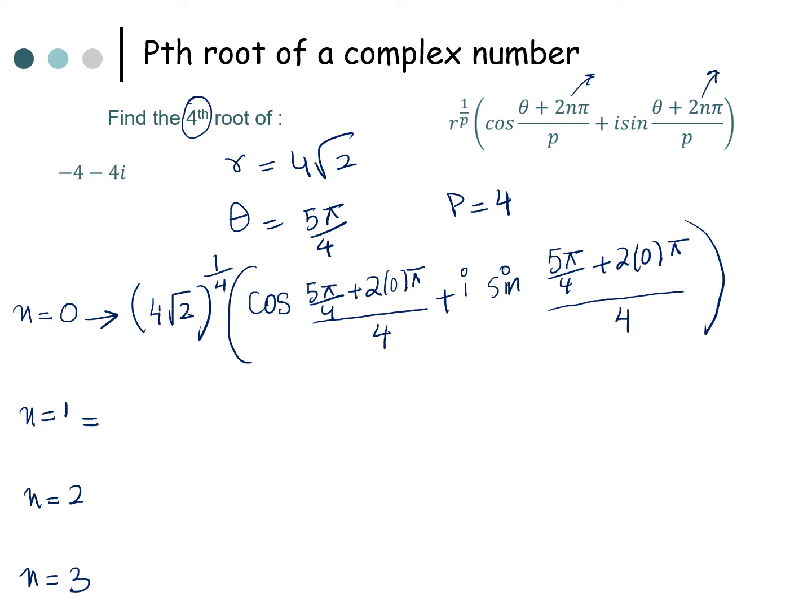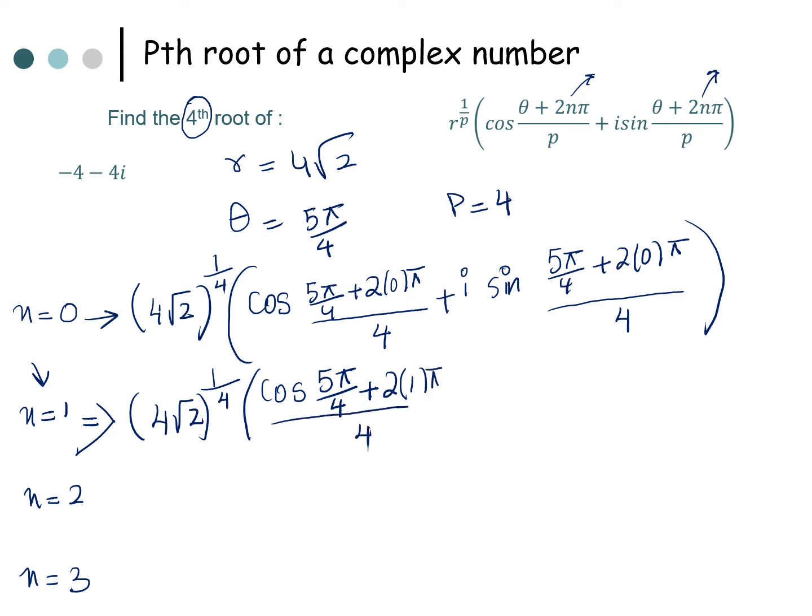So you have r, that means 4 square root 2, to the power 1 over p, which is 4. Now write as it is: cos of theta, which is 5 pi by 4, plus 2 n pi, where n is 1, so 2 times 1 times pi, whole upon p, which is 4, plus i sin of the same theta, 5 pi by 4, no change, plus 2 times 1 times pi, all upon 4.